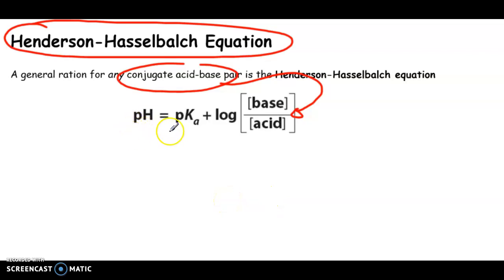So pH is equal to the pKa, which is the negative log of the Ka for your weak acid. In this case we're talking about a weak acid and our conjugate base, and then the log of the ratio.